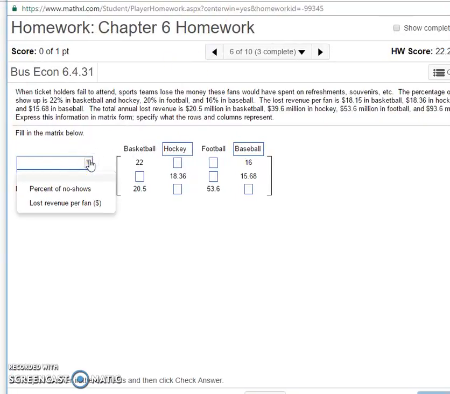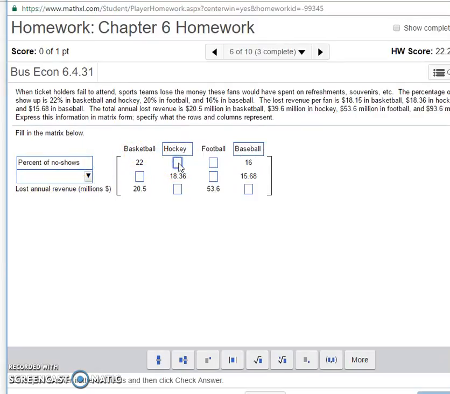And then we have to figure out who's going to go here. Percentage of no-shows or lost revenue. Well, 22 is the percentage of no-shows in basketball. Just like a multiplication table, this is going to be percentage of no-shows, basketball. We look at the number, we go left to see which row it's in, and we go up to see which column. What's the percentage of no-shows in hockey? 22, because note, 22% in basketball and hockey. Percentage of no-shows in football is 20, which means this is going to be what? The lost revenue per fan.